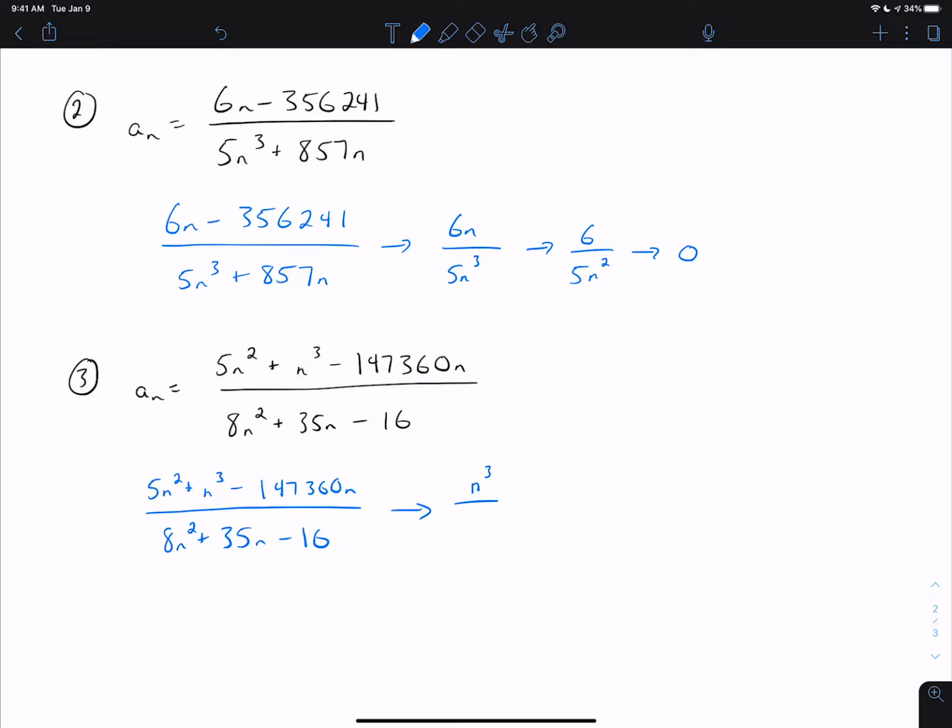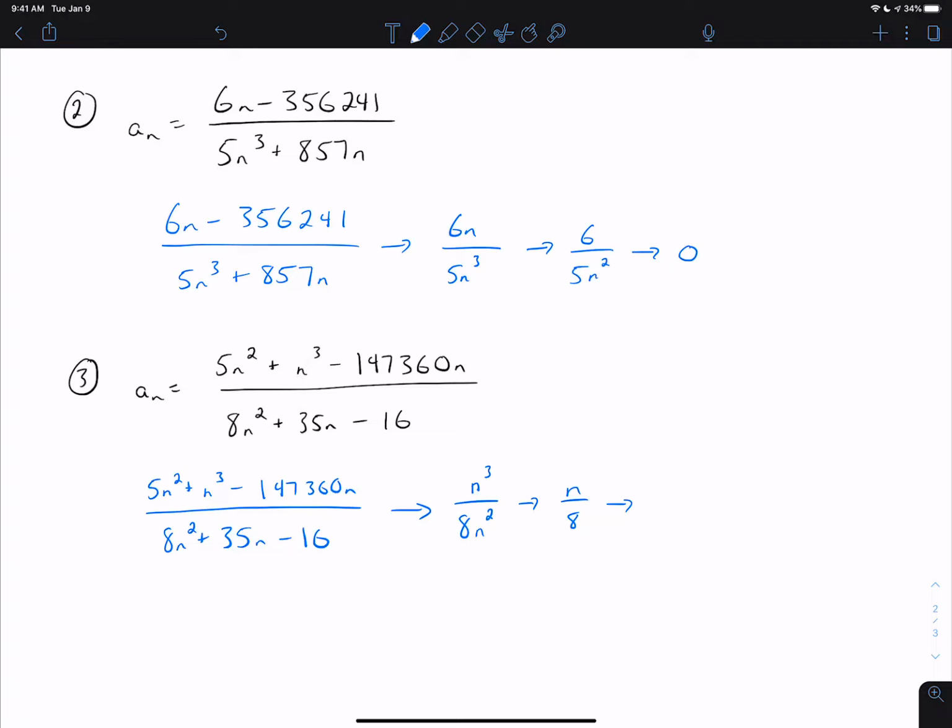Same thing in the denominator. When we have 8n squared, that is so much larger because we're squaring n. If n is a number where we have 1 with 100 billion zeros after it, when we square that, that's very, very much larger than 35 times that number. So we get to here. That simplifies to n over 8.